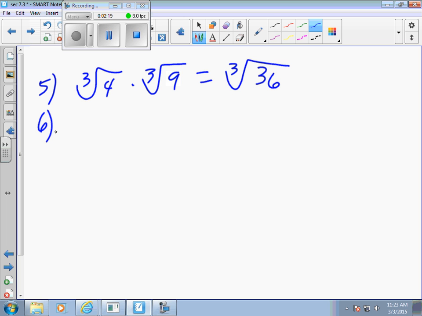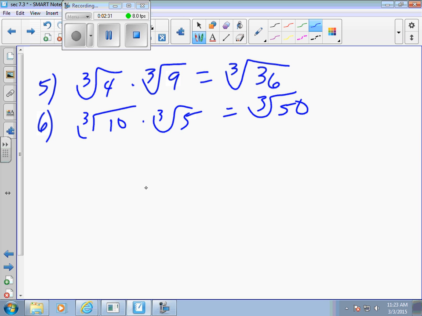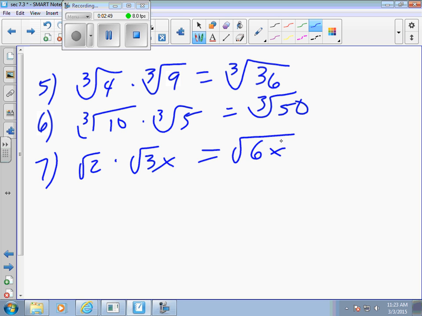For number 6, I have the cube root of 10 times the cube root of 5, which gives me the cube root of 50. Again, check for perfect cubes like 8 and 27. Neither of those divide into there. For number 7, I have the square root of 2 times the square root of 3x, which gives me the square root of 6x. No perfect squares in there.